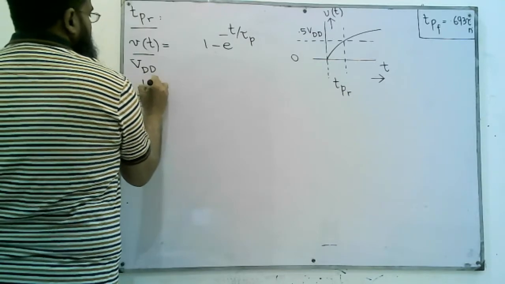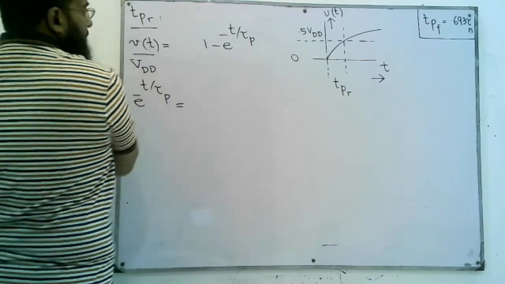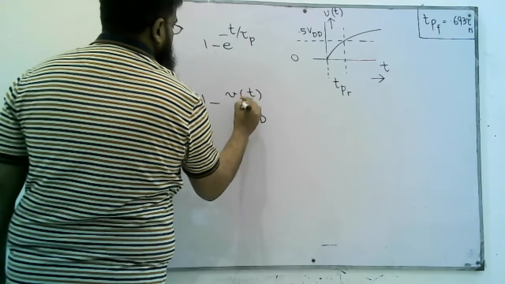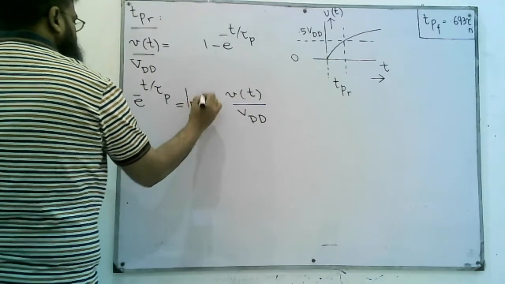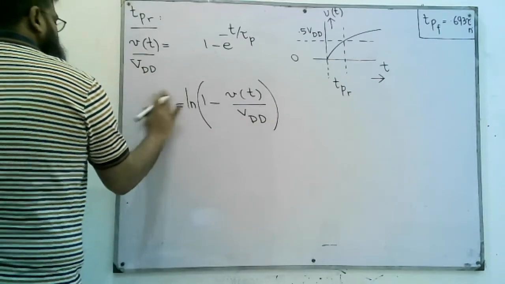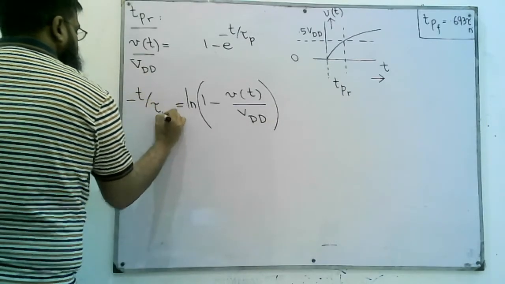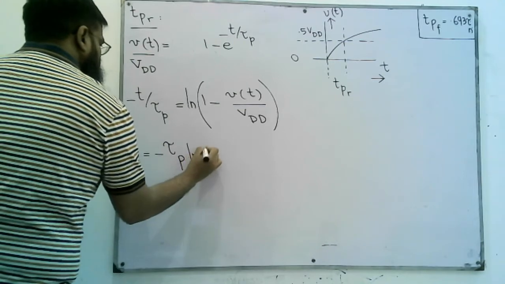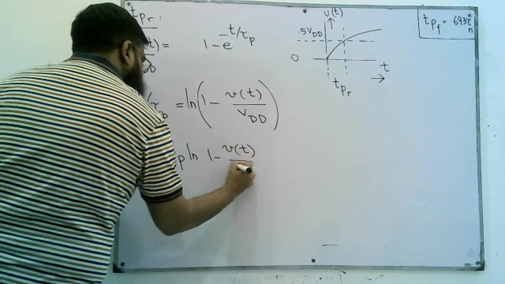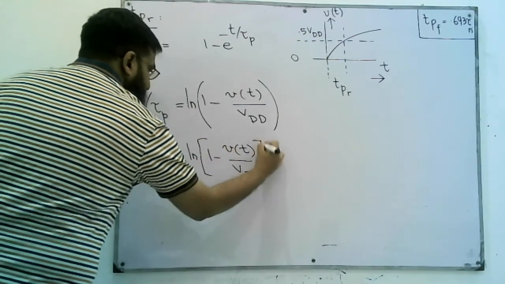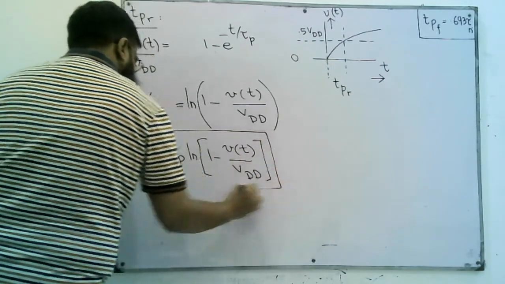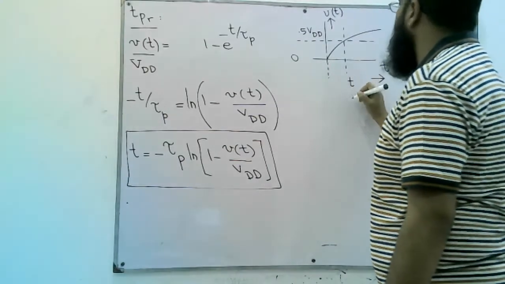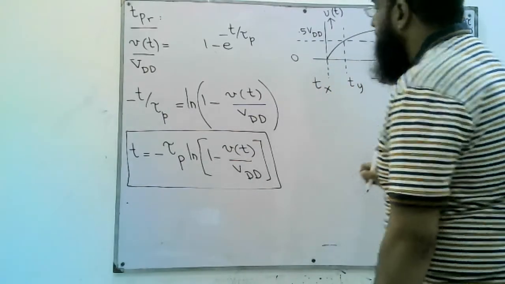So we can write it as e to the minus t over tau p equals 1 minus v of t over VDD. Then taking log on both sides, this becomes minus t over tau p, and t can be written as minus tau p log of 1 minus v of t over VDD. So this is the equation that we'll use to compute TPR.